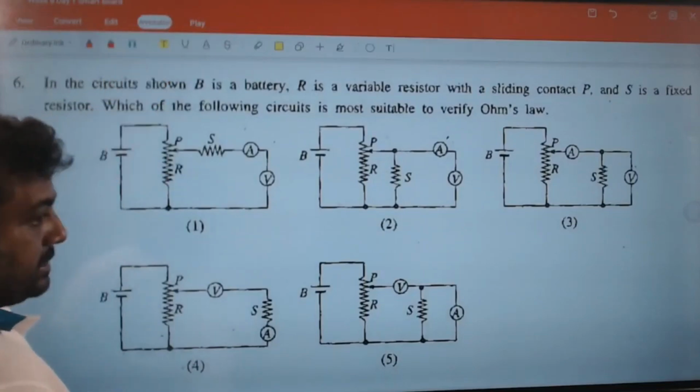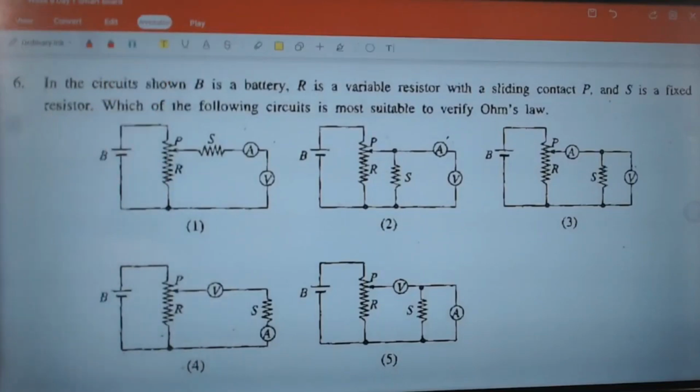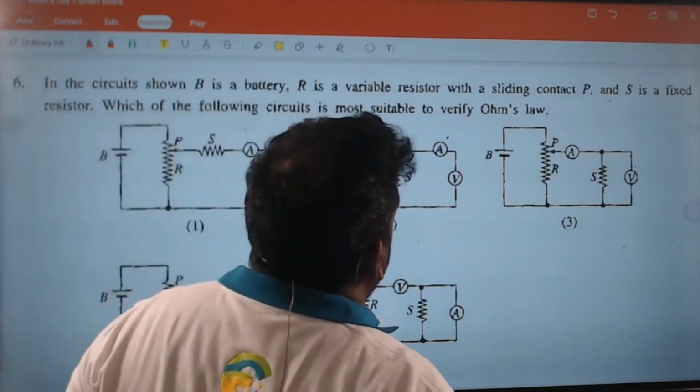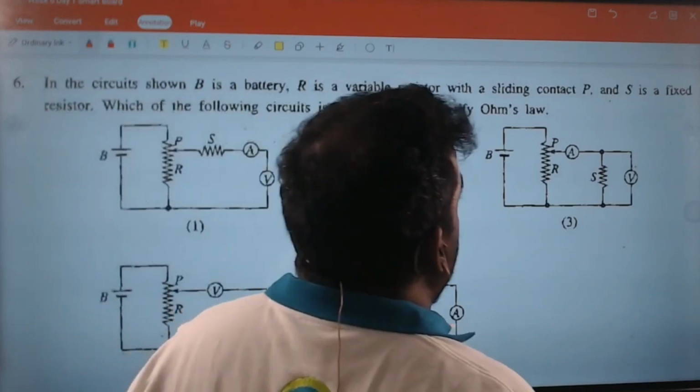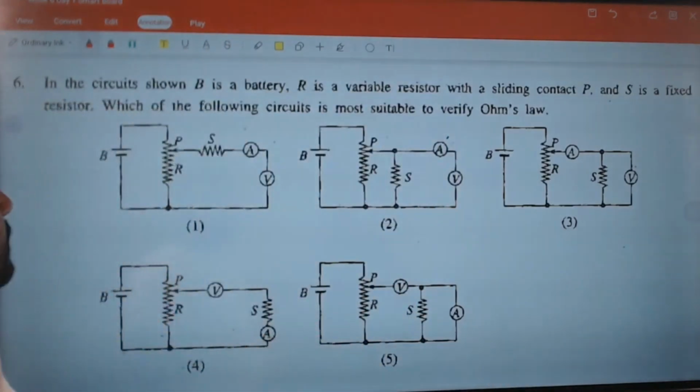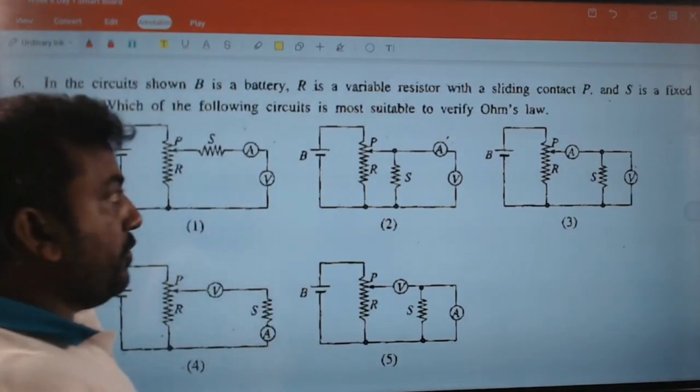Question number 6. Have a look. In the circuit shown, R is a variable resistor with a sliding contact, P and S is a fixed resistor. Which of the following circuits is most suitable to verify Ohm's law?